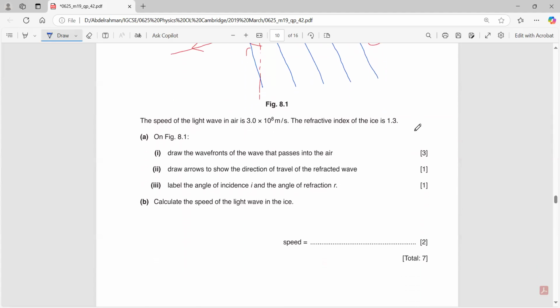Can I find the speed of light in the ice? Yes. n equals speed of light in air over speed of light in the medium. Speed of light in the medium is equal to Va over n, 3 times 10 to the power of 8 over 1.3, which is 2.3 times 10 to the power of 8 meters per second.